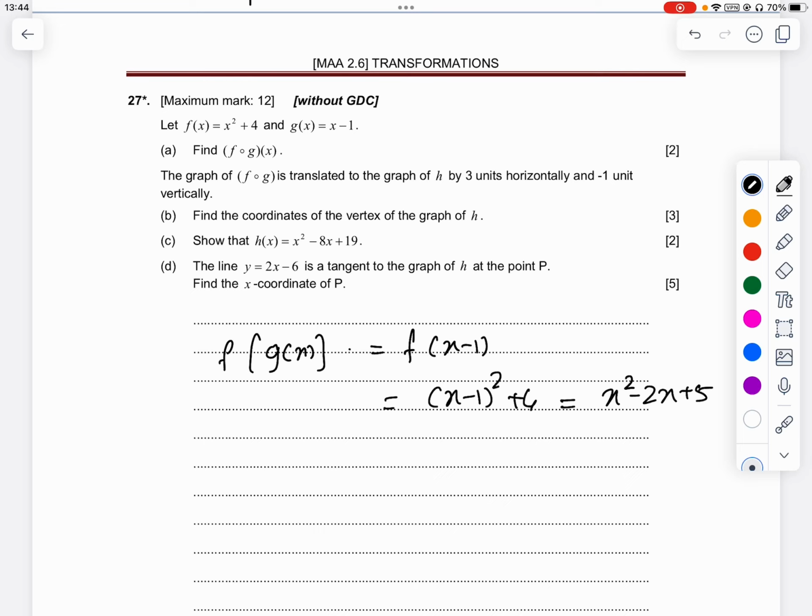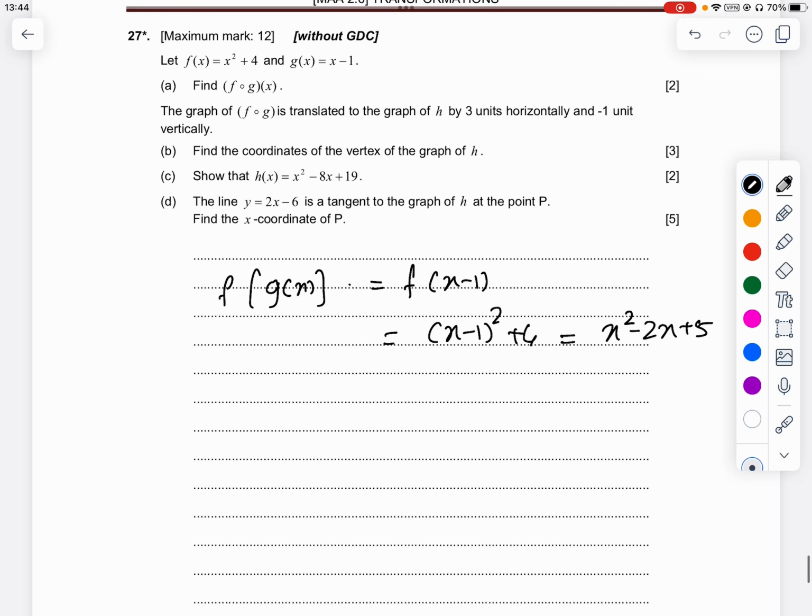The graph f circle G is translated to the graph H by 3 units horizontally and 1 unit vertically. Find the coordinates of the vertex H. So H of x will become x minus 3 minus 1 whole square, because it is translated 3 units horizontally, then 1 unit down, so minus 1. So it becomes x minus 4 whole square plus 3.